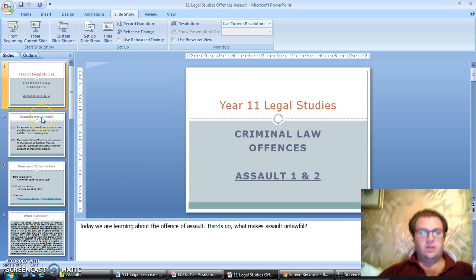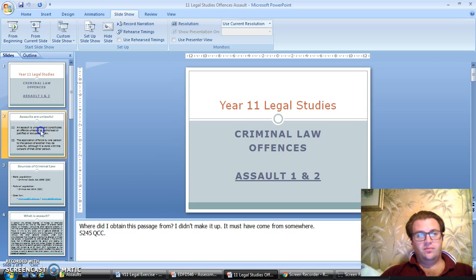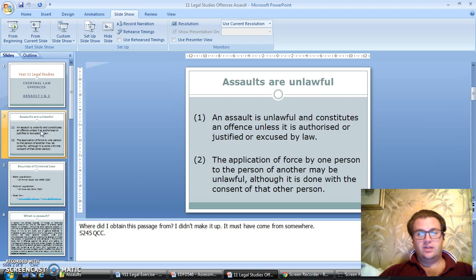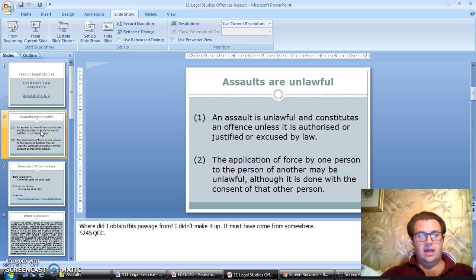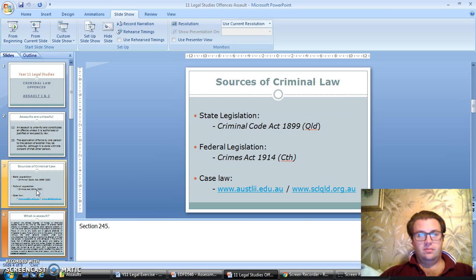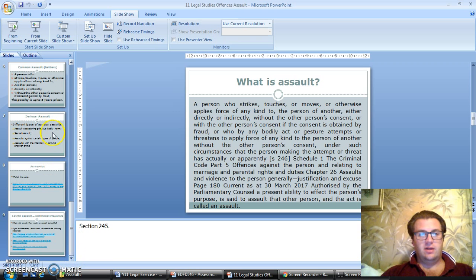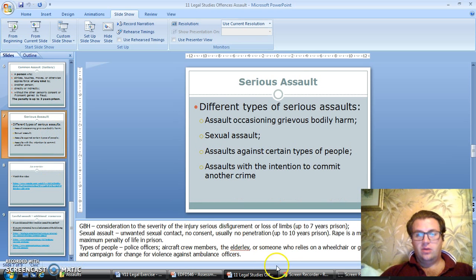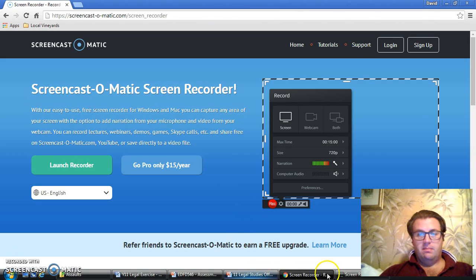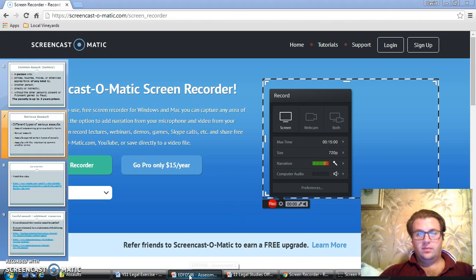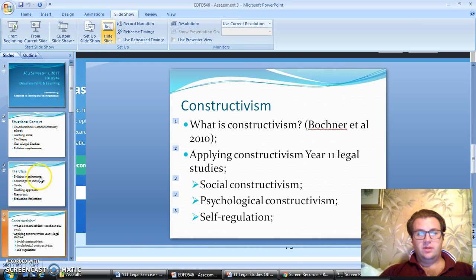So we went through the different types of assaults. That's just some of the elements of the assault, and there are some sources of criminal law there. Anyway, we won't go into the nitty-gritty of that. We don't need to go through all that now, but, just going back to the PowerPoint slides.